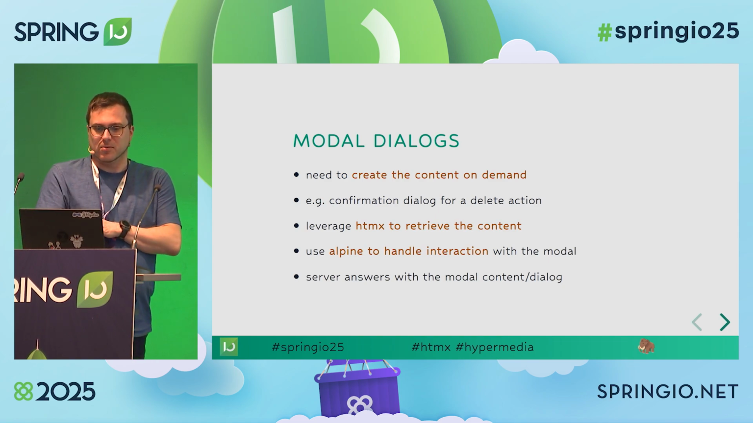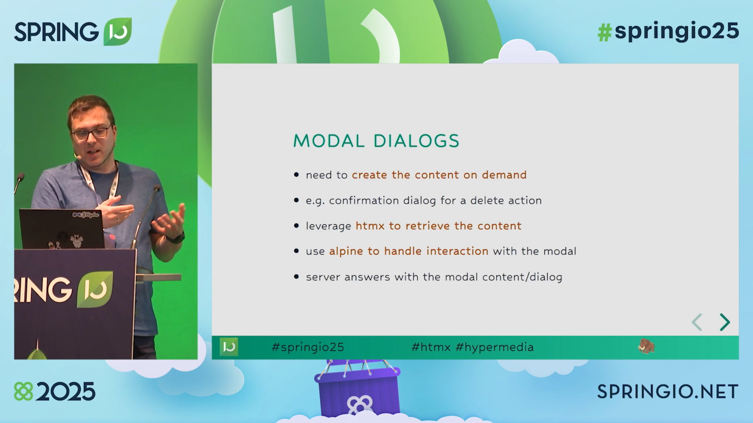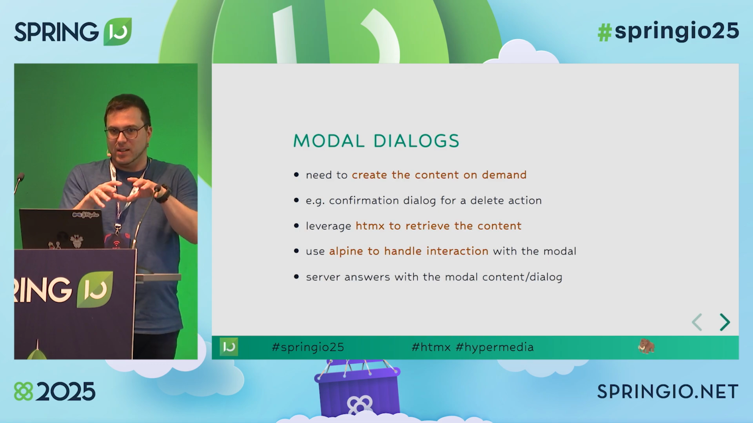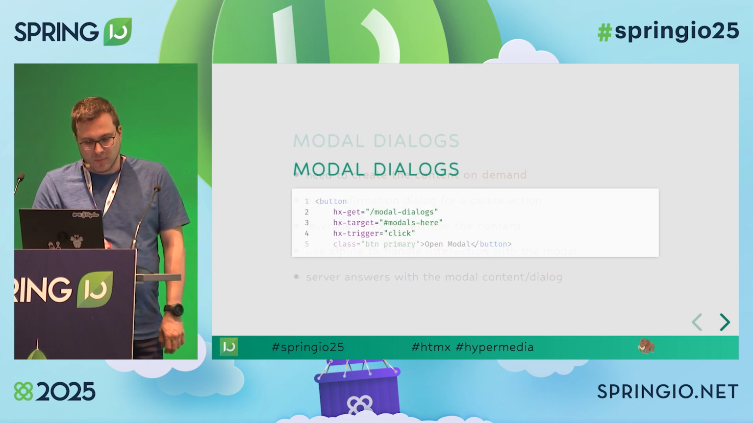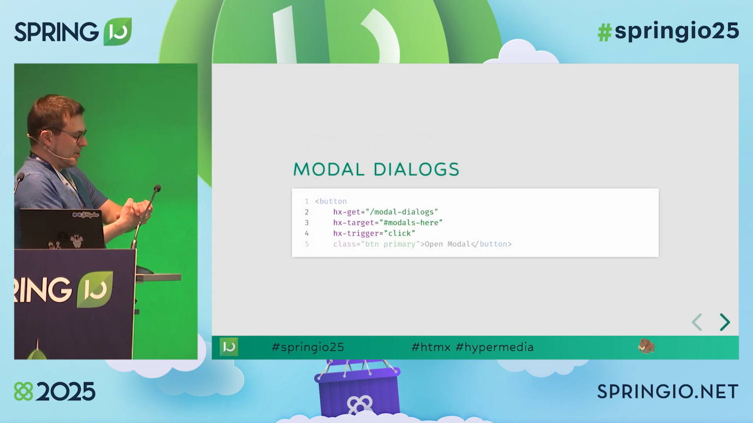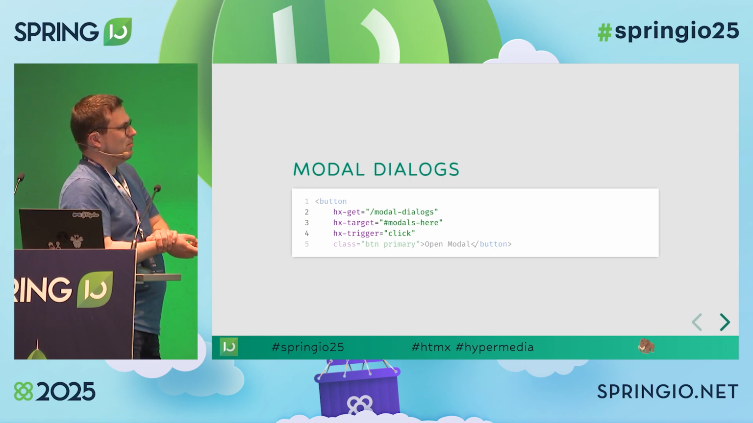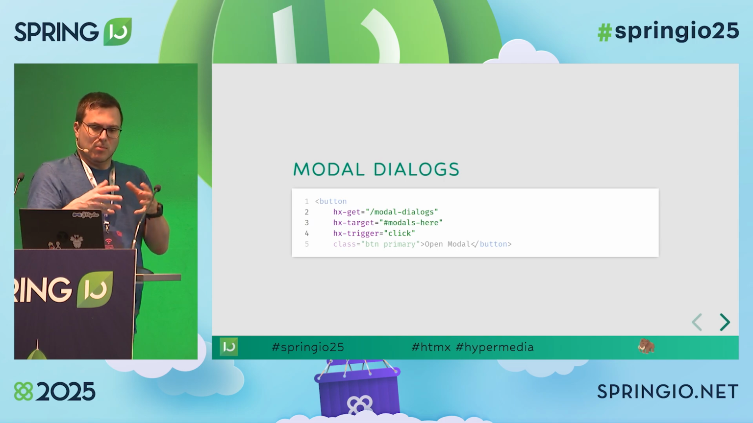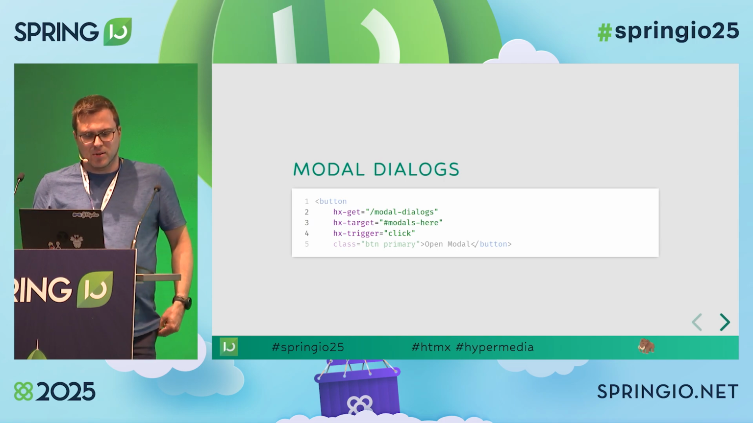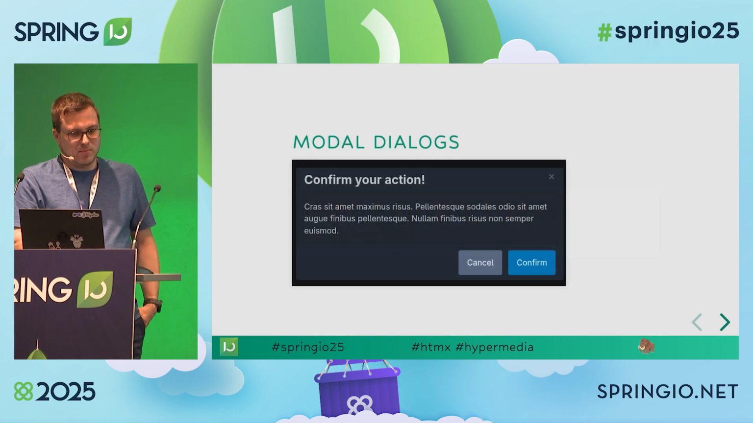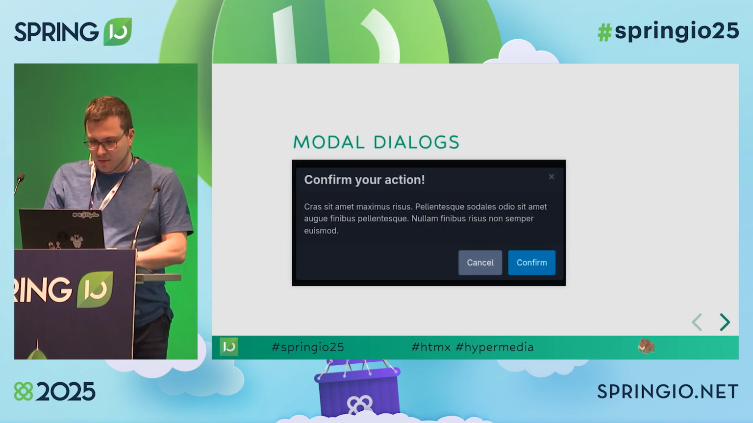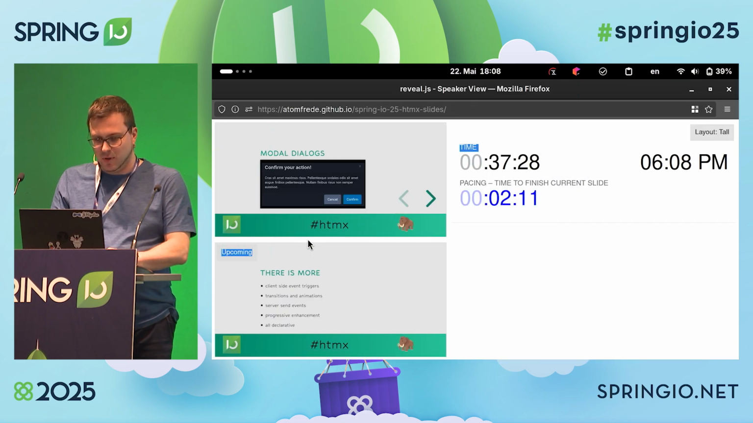We can retrieve the content with HTMX and let Alpine handle the show and hide interaction with the modal. The server then just generates the whole modal content. How does it look like? Well, we have a button. Again, it's just a GET request triggered to modal dialogues. The target is then the modal container on your page, and it's triggered with a click. Simple as that, and it looks like that, right? Maybe we can do a quick demo of that.